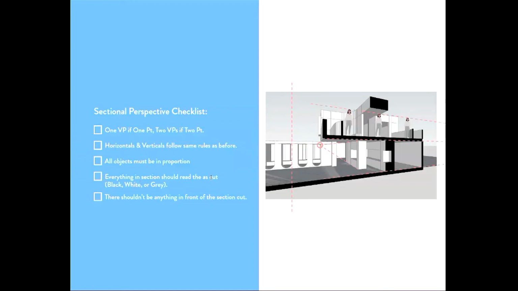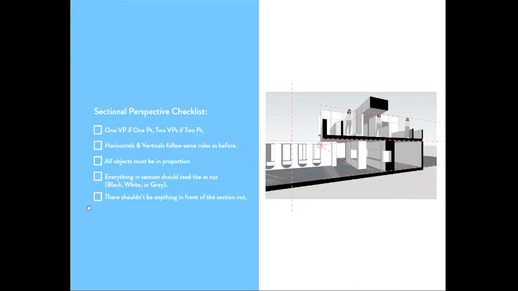Everything in the section should read as the cut. So much like your architectural drawings, everything that's cut through should either be all white, all grey, or all black. That's your 3 choices. So we can see here I've gone with the black. So everything that's cut through must be black. The slab, the walls, the slab above the roof, everything is filled out in black. You don't want to see any architectural fills inside this element.